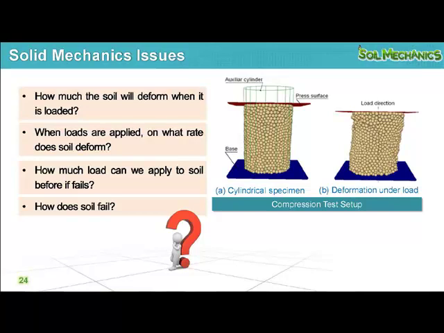How does it fail? Like here, a cylindrical soil specimen. When we apply load or pressure on the surface of the soil, it will deform, like in picture B. Deformation under load. When we load it, it will settle or deform.